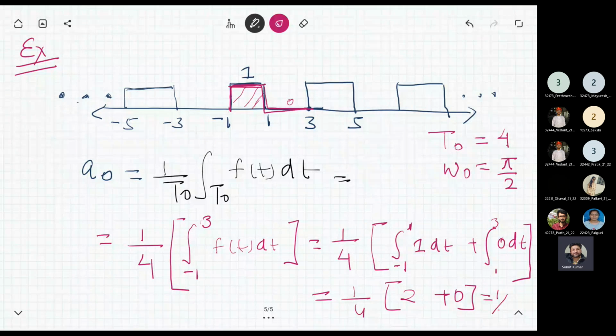So answer will be same even if you do from -2 to 2, or you can take from -3 to 1, you will still get the same value. Even if you get from -4 to 0, or 0 to 4. You can take any range, and a naught, an and bn is not going to change. It is independent from where your starting point is and where your finishing point is. The only thing that it depends on is that this integration period must be equal to the t naught. I hope that it is clear to you.